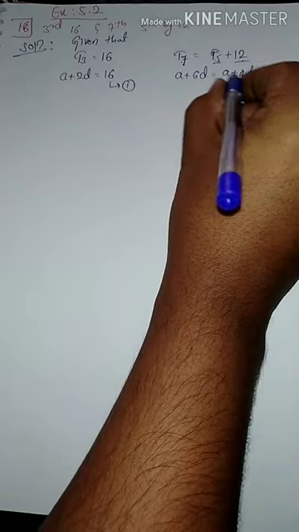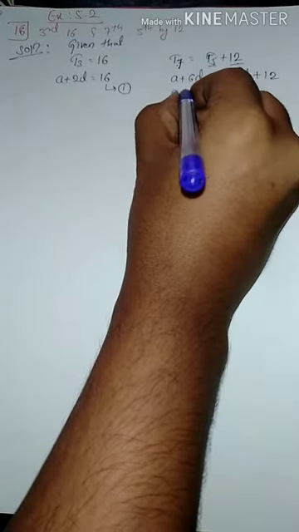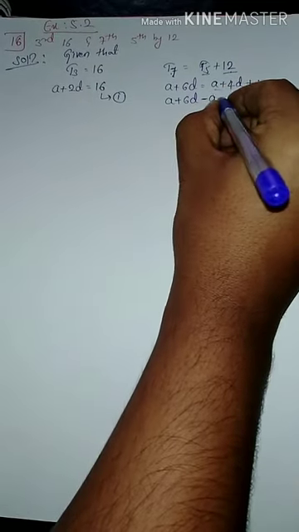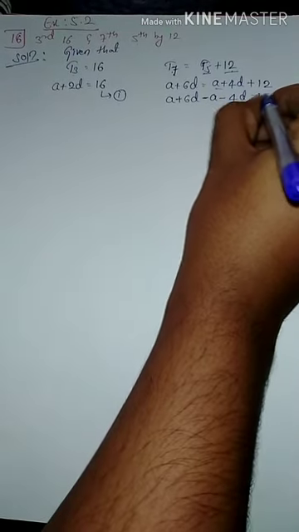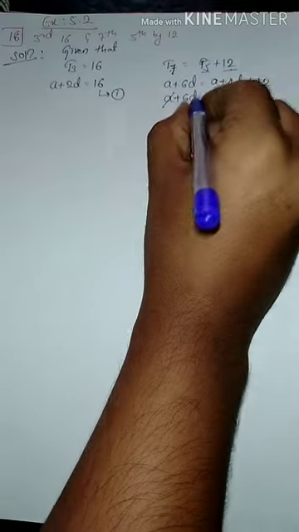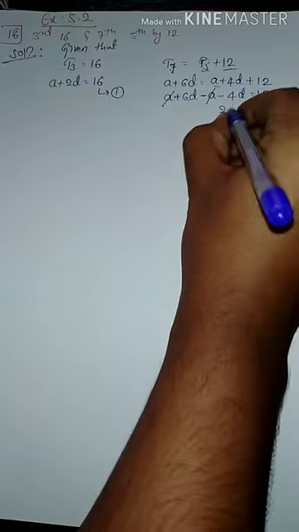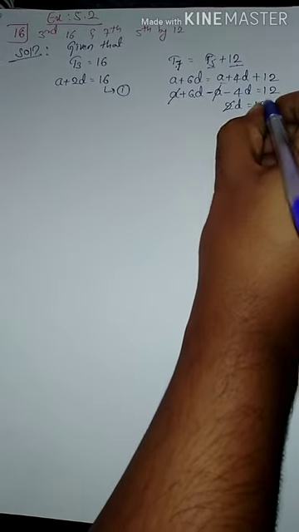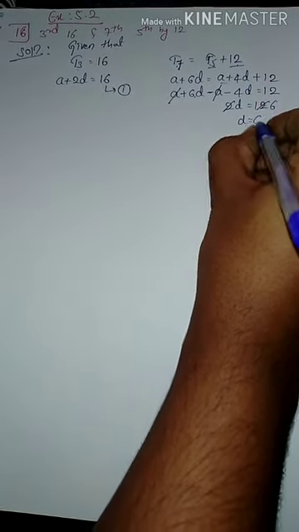Now transfer A plus 4D to the left hand side. A plus 6D minus A minus 4D is equal to 12. So plus A minus A gets cancelled. 6D minus 4D is 2D is equal to 12. 2 1s are 2, 2 6s are 12, D is equal to 6.